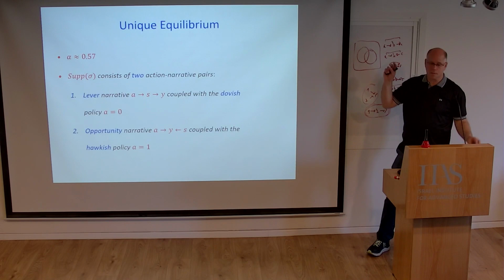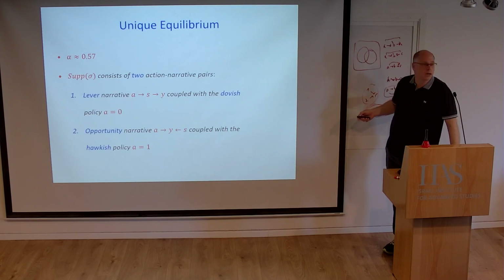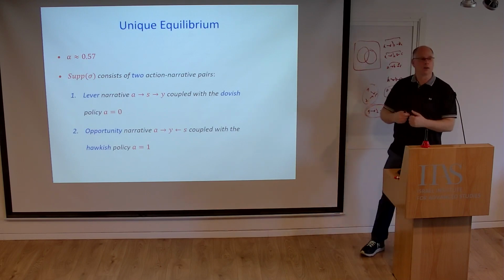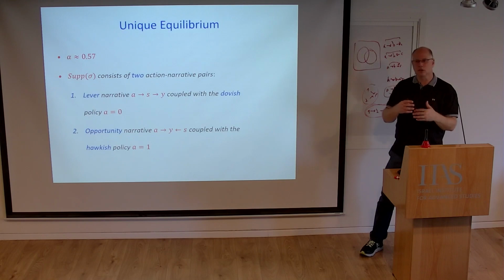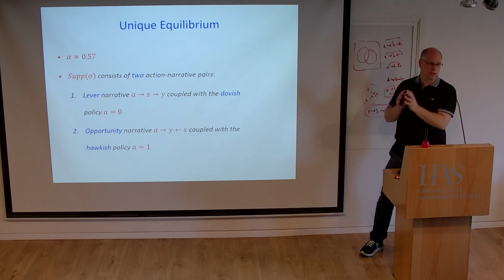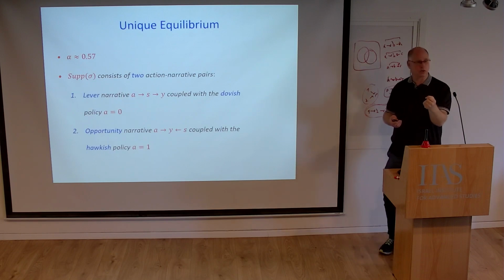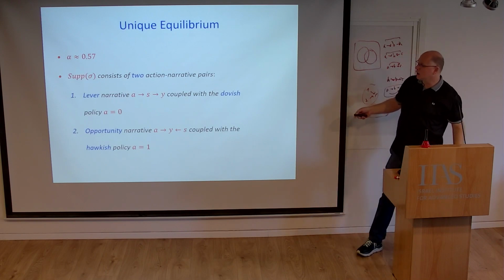There's a unique equilibrium under this specification, and there are going to be two action-narrative pairs. There's going to be the leftish or dovish policy of not imposing sanctions, and that will be coupled with this narrative. So the leftists are going to be the ones saying our actions affect nationalism. Effectively, they're going to say that we shouldn't impose sanctions because sanctions will increase nationalism and that will strengthen the regime. So that's what the doves are going to say: we don't want to impose sanctions because if we impose sanctions, that will strengthen nationalism and that in turn will strengthen the regime. So that will be one element in the support.